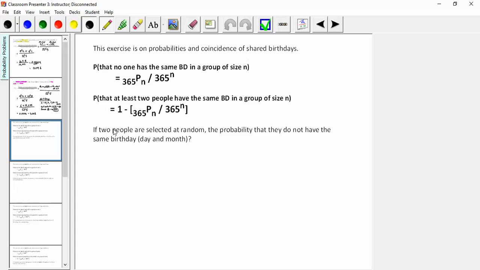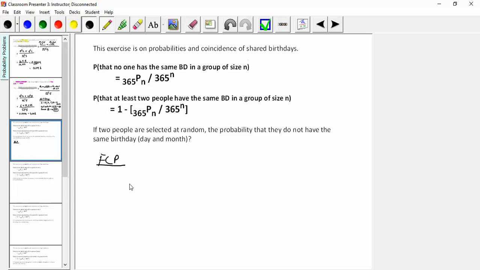Here's a problem. If 2 people are selected at random, there's our 2 people again, always 2 people, what's the probability that they do not have the same birthday? Let's see, which one is that? Do not have the same, that no one has the same birthday. Yeah, we're looking at this equation. But let's think about this a little differently. First of all, let's think about this as an FCP problem.